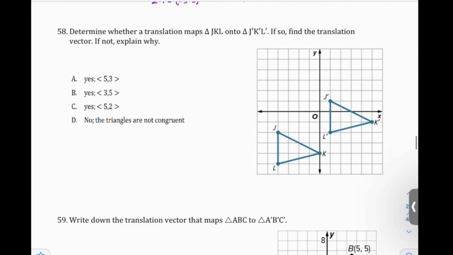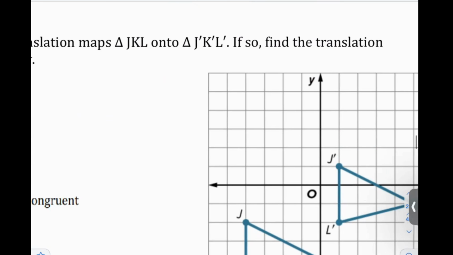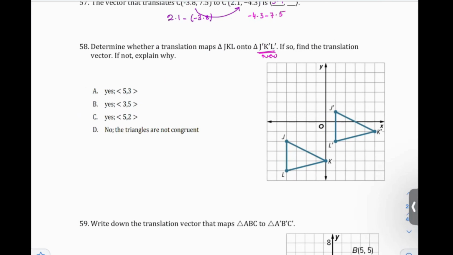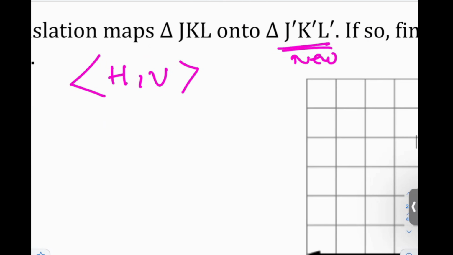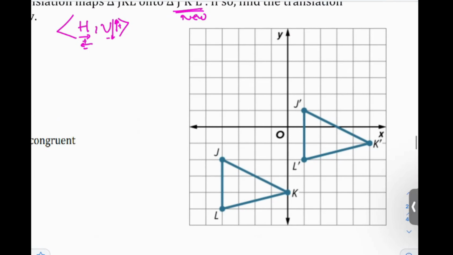Determine whether the translation maps triangle JKL to J prime, K prime, L prime. So this is the image. This is the new one. So what will we do? What is the vector? The vector is the number of units that have been moved. You have to write it in the order of horizontal movement, then vertical movement. If the horizontal movement was to the right, it is positive, to the left, negative. For the vertical, up is positive and down is negative. Remember that you start with the pre-image.